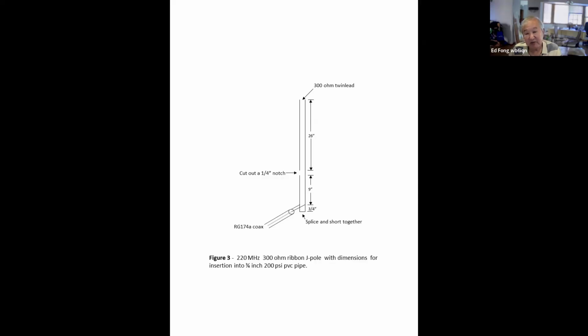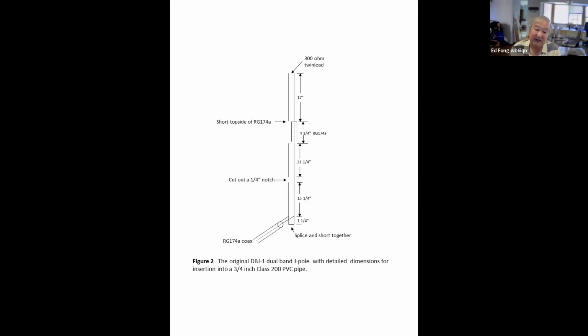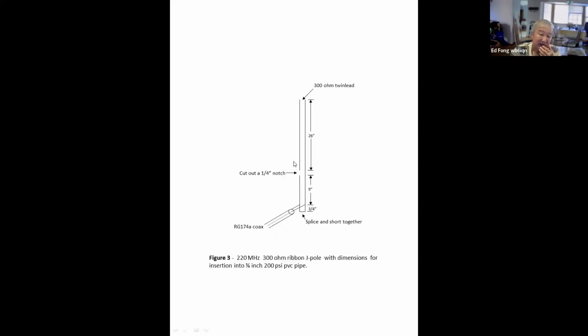But the problem is this: how am I going to combine that with that? Right? That's pretty hard. Somehow you got to superimpose it on one coax. And if you think about it, this is not quite 6 feet. It's about 5.5 feet. And then here's the 220. That's about 3 feet. 5.5 feet and 3 feet, so you're talking approaching 10 feet.